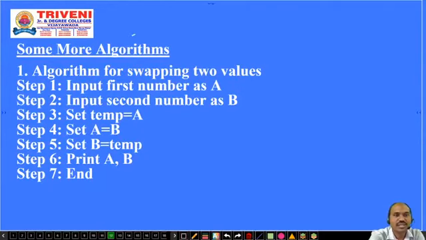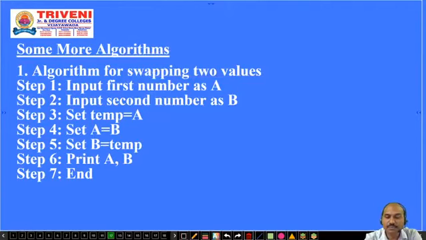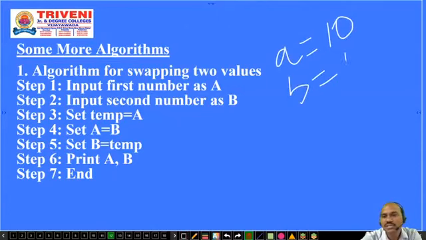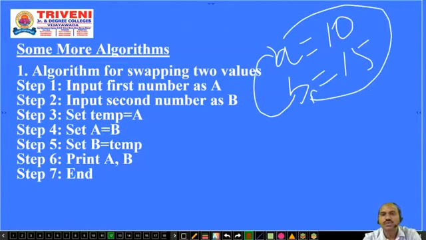First it is the algorithm for swapping of two numbers. What is meant by swapping? Swapping means, for example, a value is 10 and b value is 15. Swapping means the b value goes to a and the a value goes to b. This is swapping, the exchange of two values.